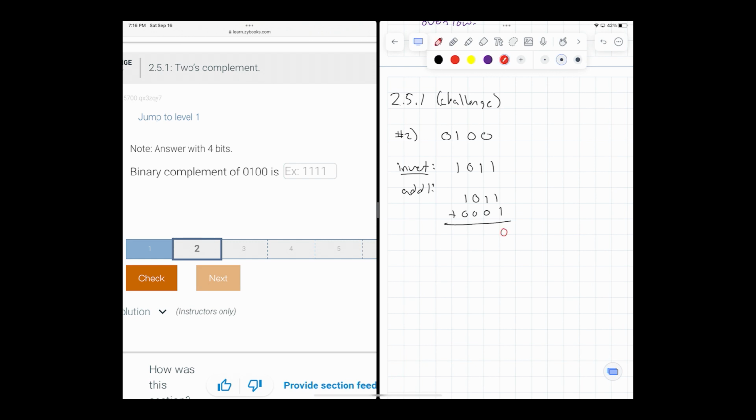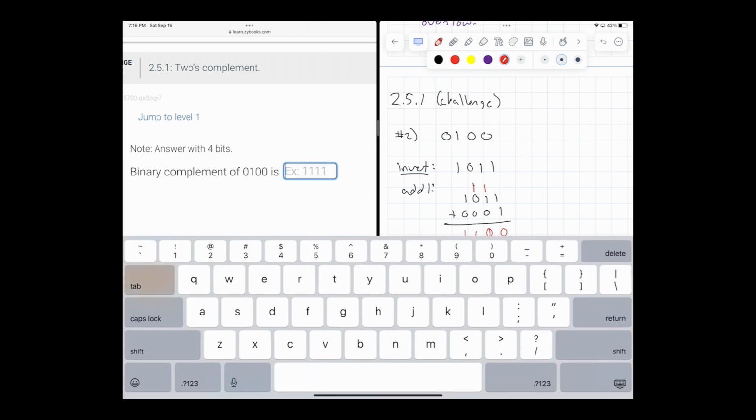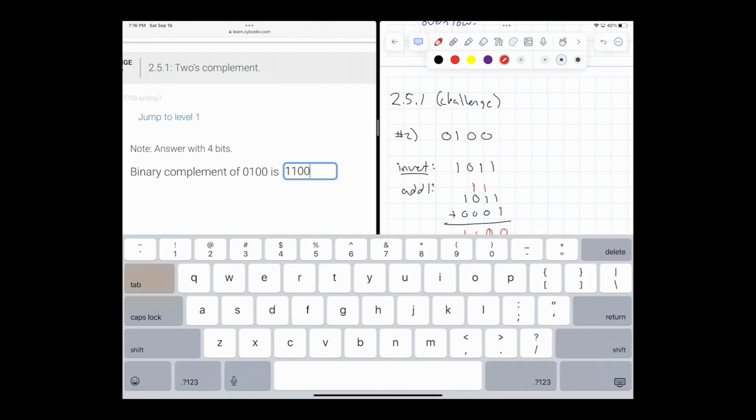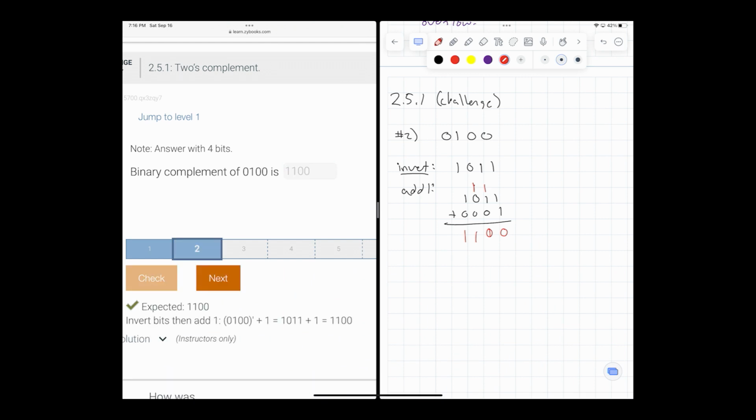1 plus 1 is 2. 1 plus 1 is 2. 1 plus 0 is 1. 1 plus 0 is 1. So 1, 1, 0, 0. There are calculators for this, by the way, that we could be using. We just aren't.